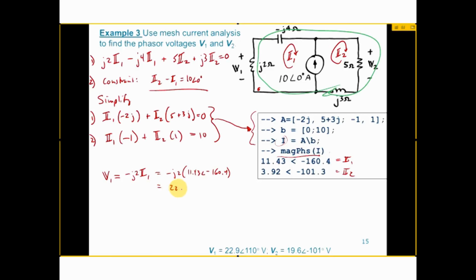So V1 is 22.9. If you multiply that out, it's 22.9 angle 110, and you can do the same thing for V2. V2 is just 5 times I2, so it has the same phase angle. You just change the magnitude. So it's 5 times 3.92 angle minus 101, which is 19.6 angle minus 101. Well, next week we're going to do Thevenin equivalent with dependent sources.